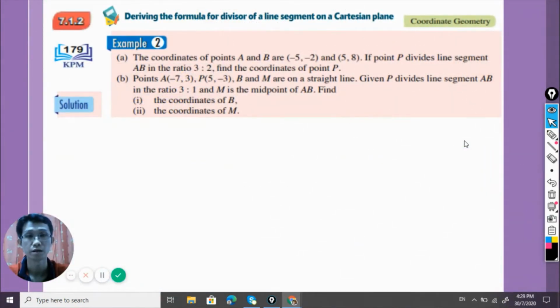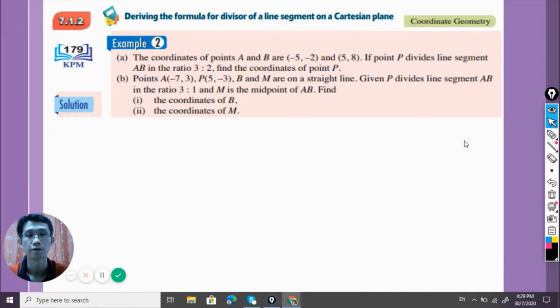Now let's look at the example given here, example 2 on page 179 of your textbooks. So let's look at the problem given here. Example 2a. The coordinates of points A and B are (-5, -2) and (5, 8). If point P divides line segment AB in the ratio 3:2, find the coordinates of point P.